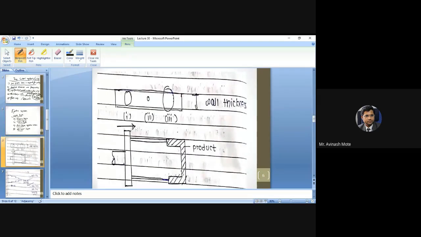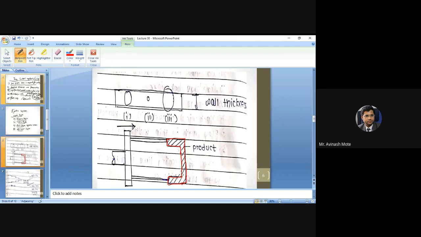So here it is, pin type ejection system as shown. I'll once again draw this. So this is the product. Now don't look at the entire figure. This is the simple product manufactured through the injection molding system.